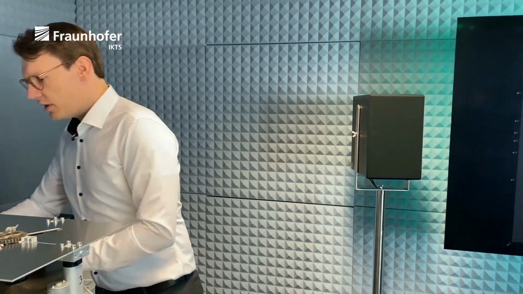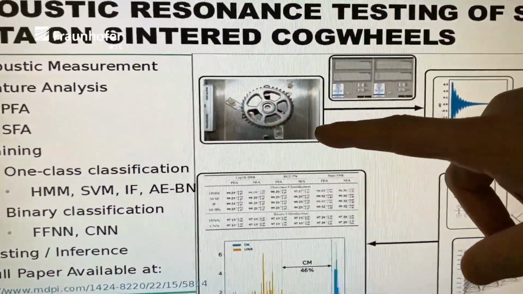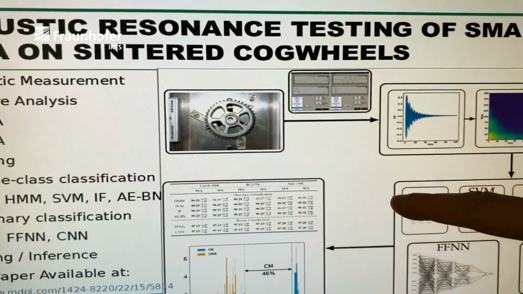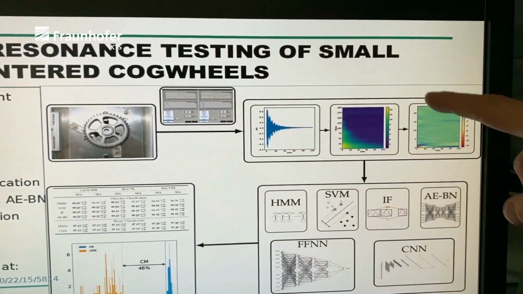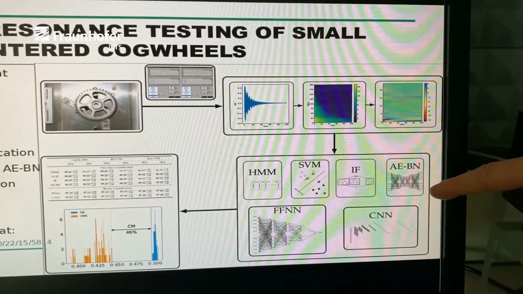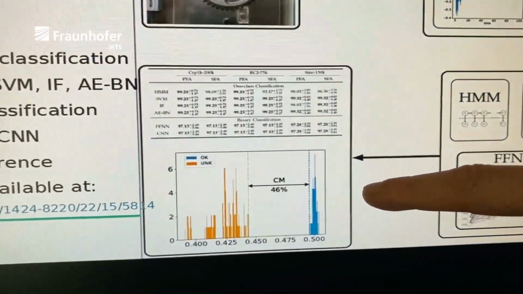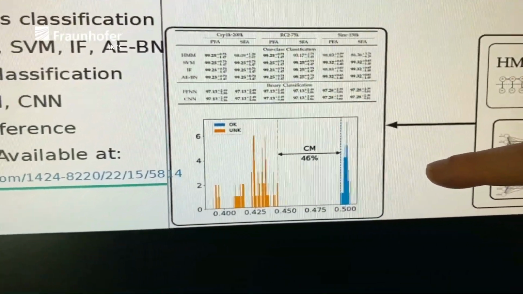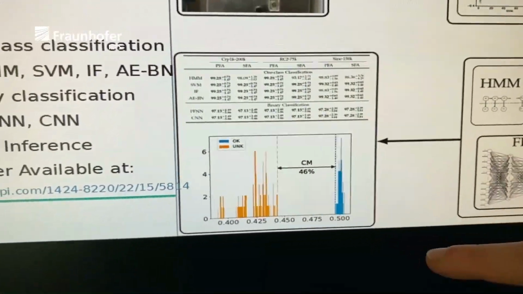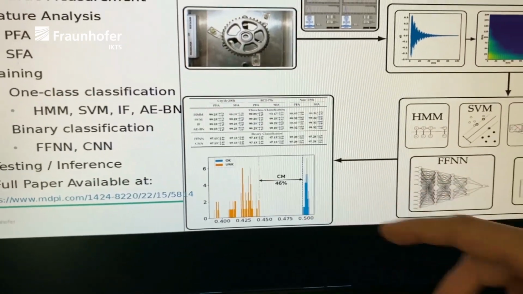Another test that has been performed on this setup was the acoustic resonance testing of sintered cogwheels, as you can see here. This is the cogwheel setup. We perform the measurement. Then we do a primary and secondary feature analysis, seen here, and then our models are trained. We use one-class classification and binary classification, and here you can see a test result of a support vector machine, and you can see that our model is able to classify intact and imperfect cogwheels, and the further apart we have the spread of these two groups, the better our model is.